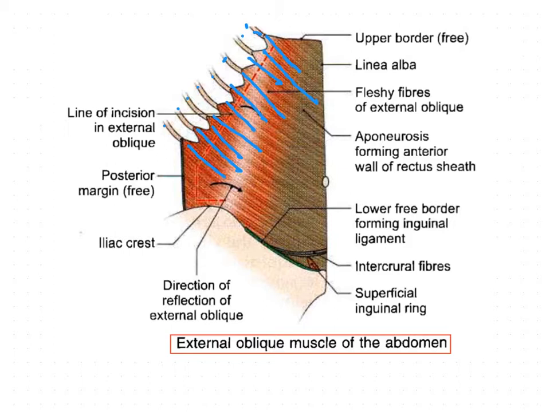Next, coming to the insertion. Most of the fibers of the muscle end into a broad aponeurosis. Here the green part you can see is the aponeurosis, through which they are inserted from above downwards into the xiphoid process, and then the linea alba, the pubic symphysis, and then the pubic crest and the pectineal line of the pubis.